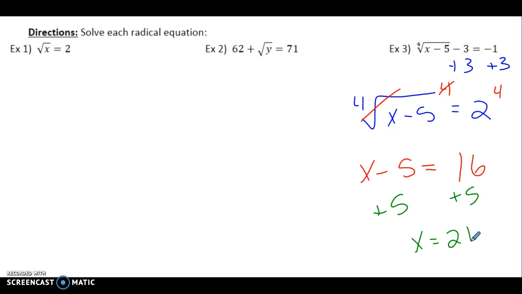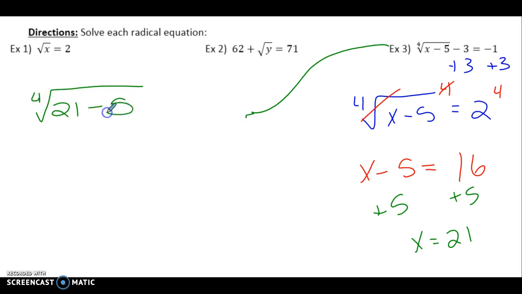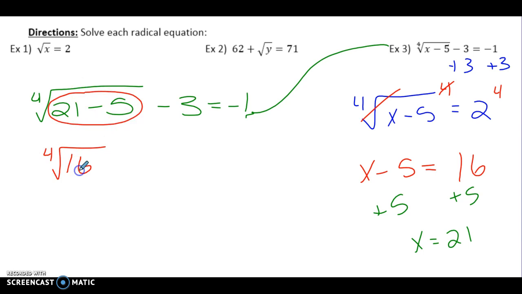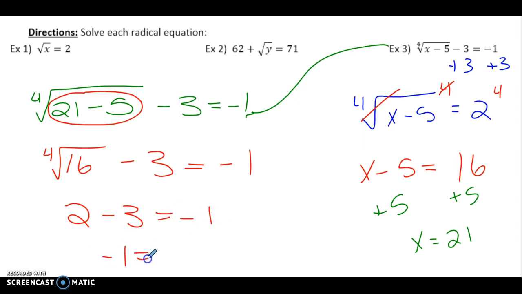Okay, now we need to go back and check our answer. So I'm going to take this and rewrite it with 21 as x. So the fourth root of 21 minus 5, minus 3, equals -1. Now we're going to simplify inside out. So what is 21 minus 5? 16. So I get the fourth root of 16, minus 3 equals -1. What is the fourth root of 16? 2. 2 minus 3 is -1. Does -1 equal -1? Yes, so my answer works.